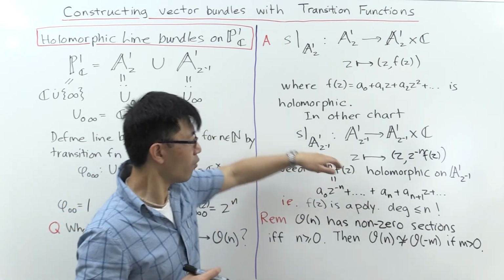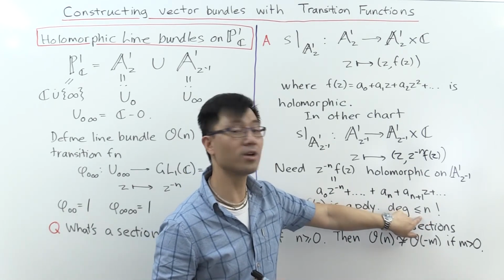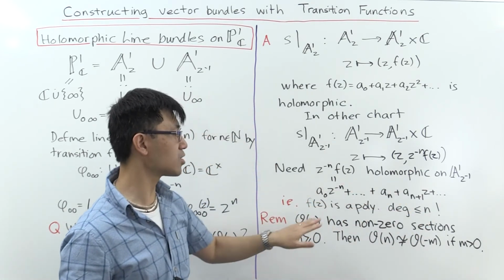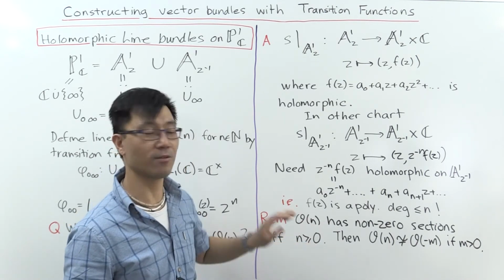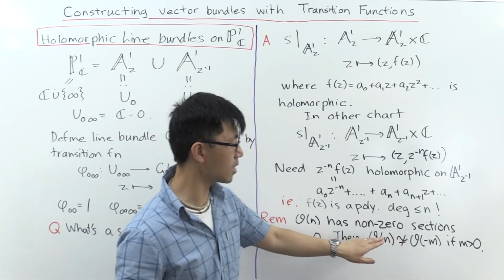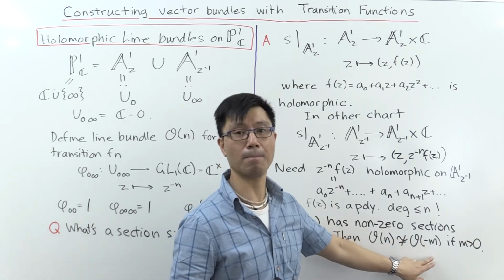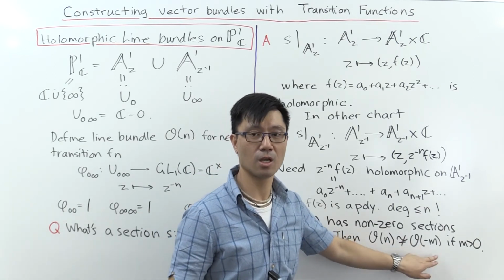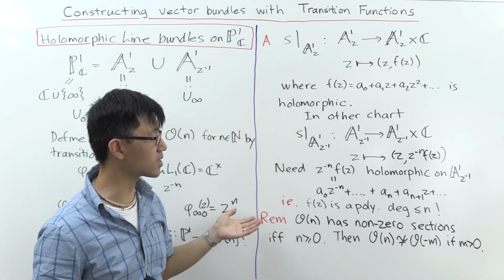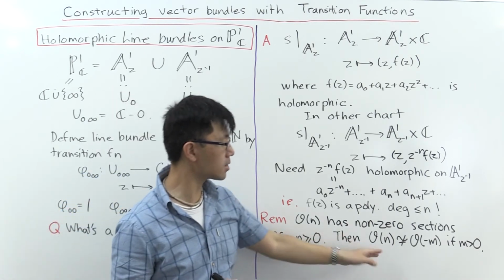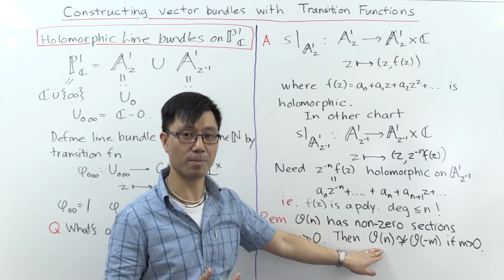Because for there to be non-zero holomorphic sections, of course, you need this n to be non-negative. So O(n) has non-zero sections if and only if n is a natural number. And in fact, we see as a result of this that O of any non-negative number is not isomorphic to O of any negative number. So these transition functions have allowed us to actually compute the sections, in this case the holomorphic sections, and show us in the process that this construction has given us some non-trivial line bundles.